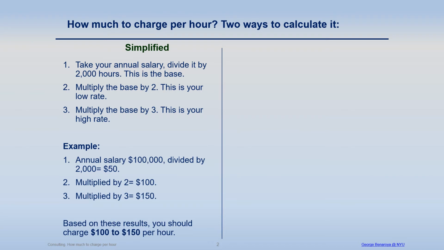But let's go back and use a real-life example. If your annual salary is $100,000 and you divide it by 2,000, you get to 50. Then you multiply 50 times 2 and you get 100. $100 is your low rate. Then you multiply the base of 50 by 3 and you get to 150. $150 is your high rate. If your salary is $100,000, you want to be paid between $100 and $150 per hour to account for all benefits.